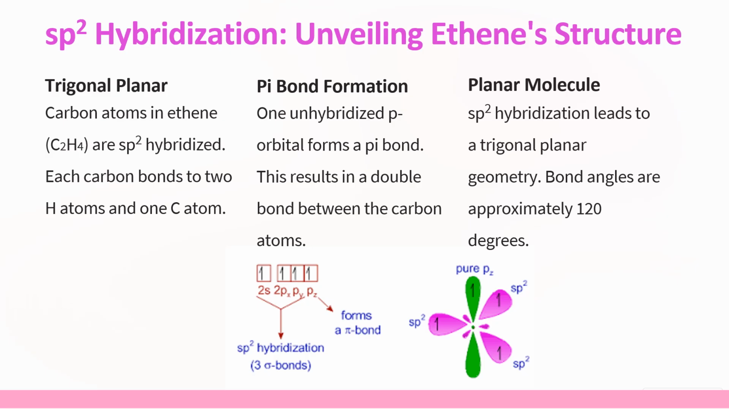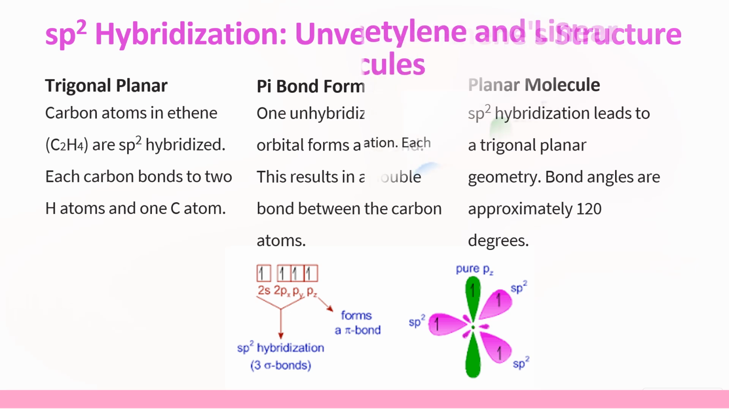But there's more. One of the p orbitals remains unhybridized and overlaps side by side with the p orbital from the other carbon atom, creating a pi bond. This forms a double bond between the carbon atoms, adding extra stability to the molecule. Overall, sp2 hybridization results in a flat planar molecule with bond angles of 120 degrees. This is the structure of ethene.